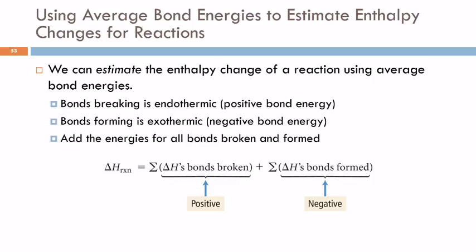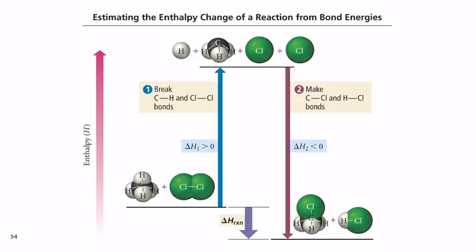So how do we use these bond energies to estimate enthalpy changes? Well, this is another application of Hess's law. What we do, let's look at this picture first. What we do is we imagine that we're taking our starting compounds and breaking their bonds. Here we're only breaking the ones that are needed. We need to break this chlorine-chlorine bond. We need to break one of these carbon-hydrogen bonds. And then we're putting them back together.